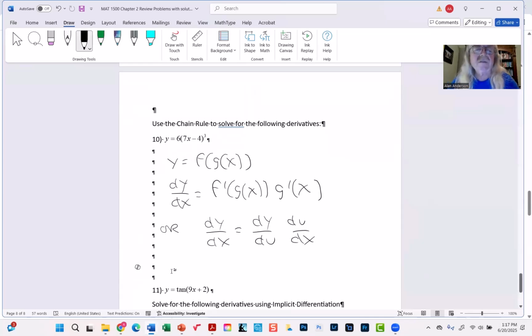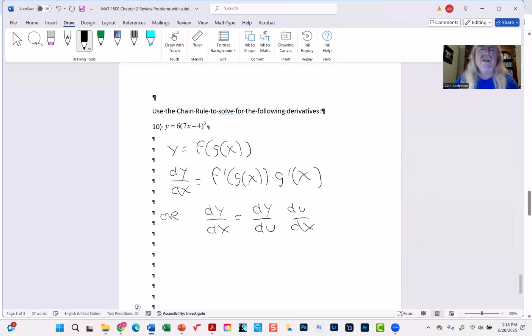And you'll get the same result. Now, let's try that here. All right, now there's a six. The six is a constant, so we can basically factor that out. And then here's what we could do. Think of this as U. And then we have du dx is 7.